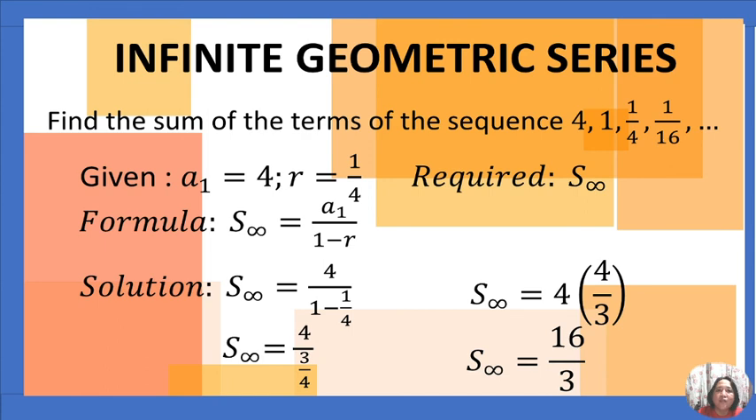So for the formula, the sum to infinity is equal to a sub 1 over 1 minus r. By substitution, you have 4 over 1 minus 1/4. Simplify first the denominator. 1 minus 1/4 is 3/4. So by dividing fractions, you get the reciprocal of the divisor and multiply it to your dividend. You will have 4 times 4/3. And the result is 16 over 3. Okay?